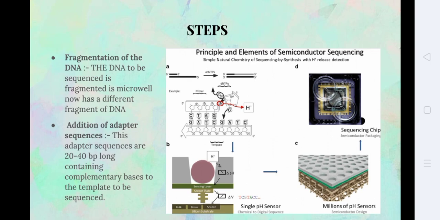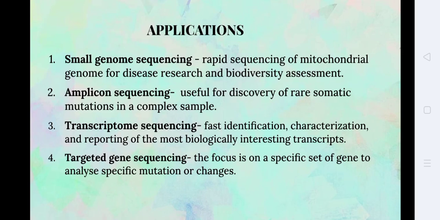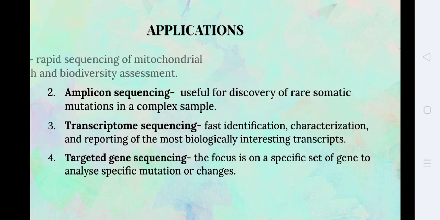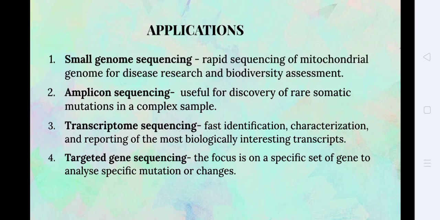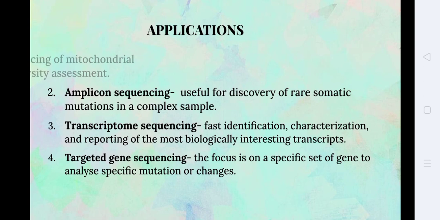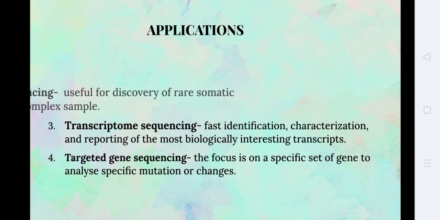There are various applications for this method. First is small genome sequencing, wherein various small genomes like the mitochondrial genome. Rapid sequencing for the mitochondrial genome can be done, which can be used for disease research and biodiversity assessment. Amplicon sequencing can be used for discovery of somatic mutations in a complex sample, wherein the DNA molecule is mixed with germline samples. So, from these complex samples also, we can analyze our choice of the DNA.